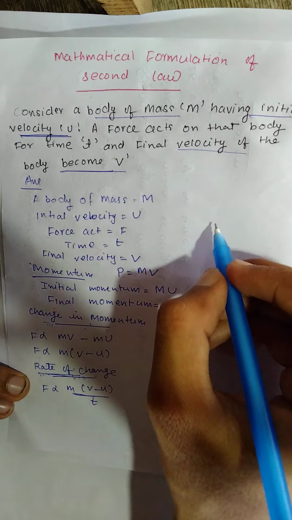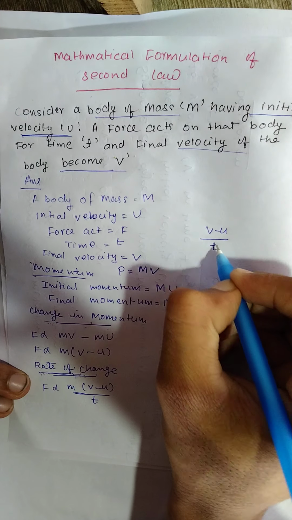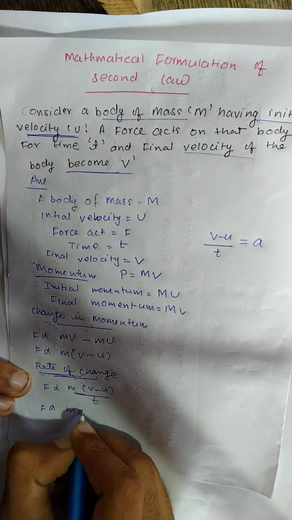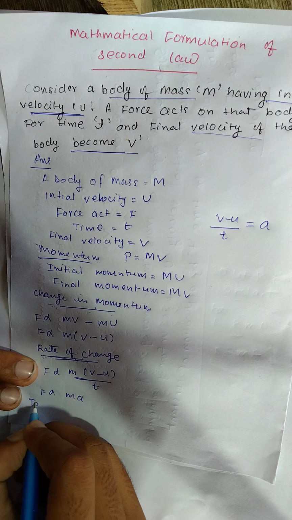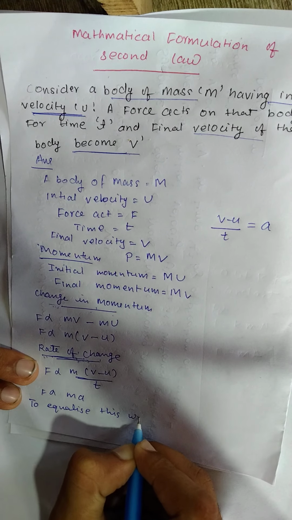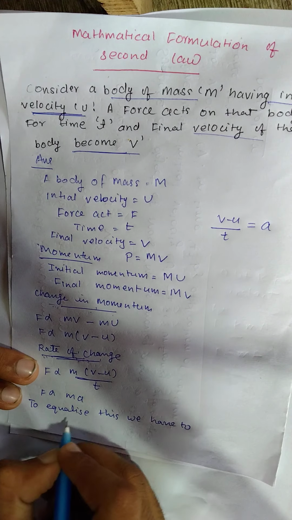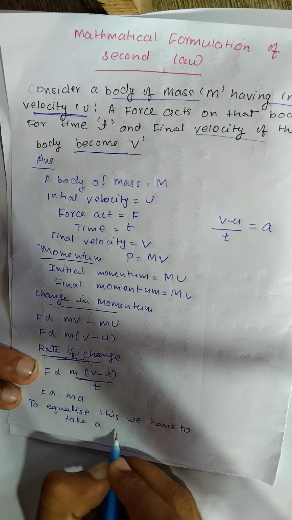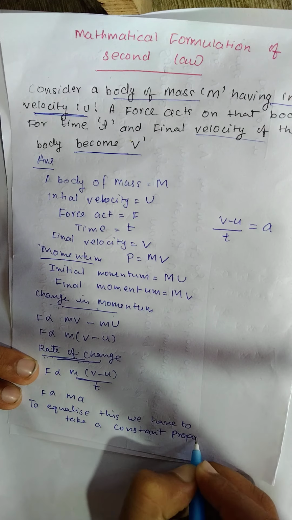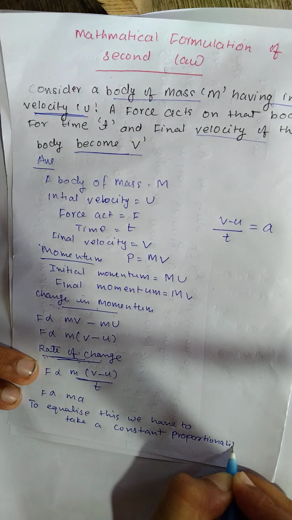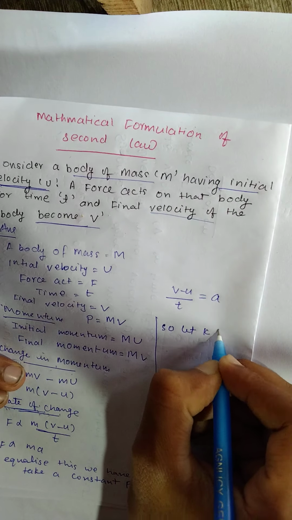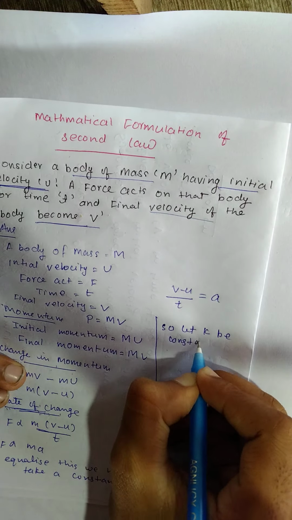We know that (v minus u) by t is equal to acceleration, so F will be directly proportional to ma. To equalize this, we have to take a constant of proportionality. So let k be the constant.